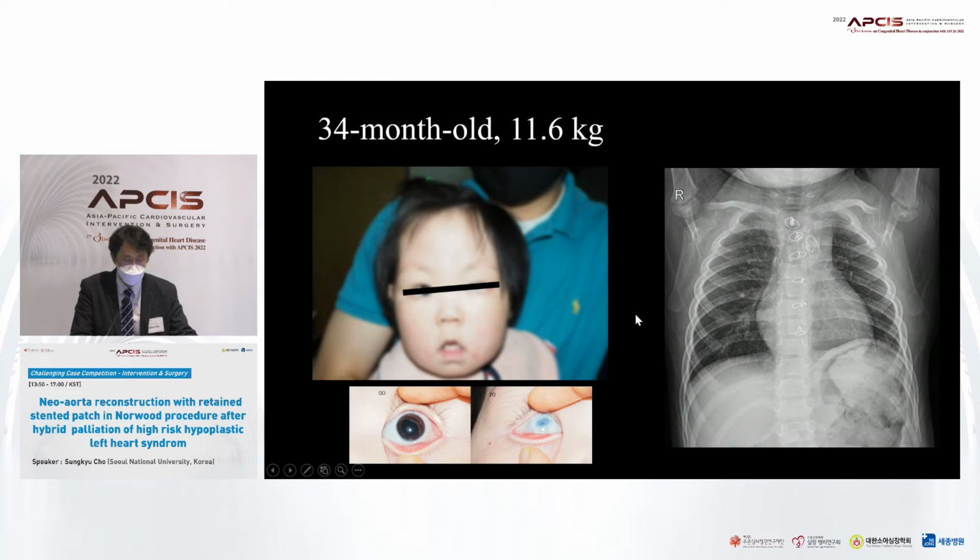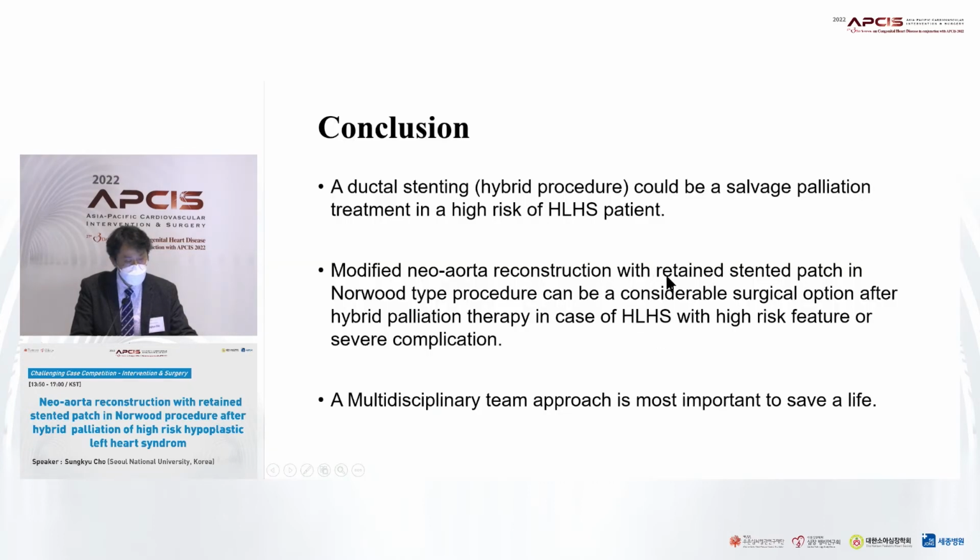Condition is very good. So, in conclusion, ductal stenting could be a salvage palliation treatment in high-risk hypoplastic left heart syndrome patients. Modified neo-aorta reconstruction with a retained stented patch in the Norwood procedure can be a considerable surgical option after hybrid palliation therapy in cases of HLHS with high-risk features or severe complications. And finally, a multidisciplinary team approach is most important to save lives. Thank you.